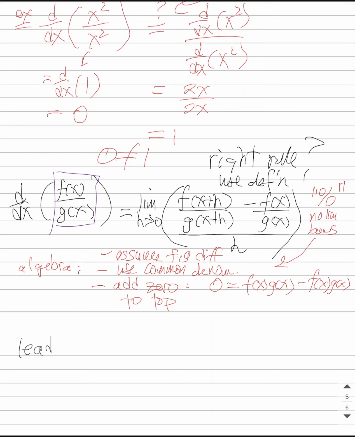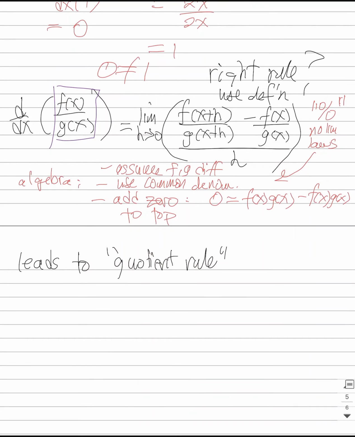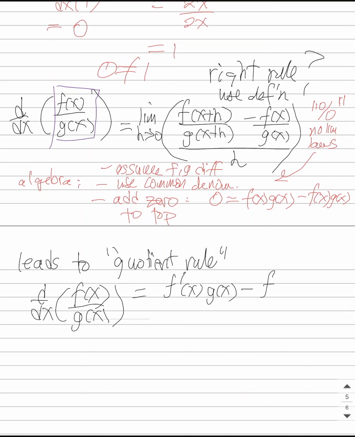And what happens is that this leads to what's called the quotient rule. And the quotient rule is the following. So if you were to take the derivative of a quotient, a function on the top over the one on the bottom, it turns out to be f prime times g, so the derivative of the top times the bottom, subtract f times g prime, all over the bottom function squared.